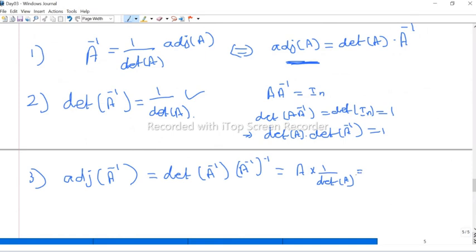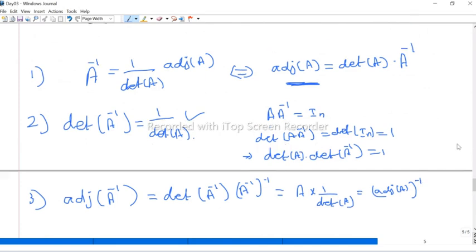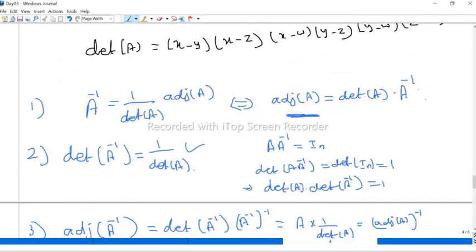So A by determinant of A is nothing but adjoint of A whole inverse. Why? Because adjoint of A we know is this. Now if you take the inverse on both sides, adjoint of A whole inverse equals determinant of A into A inverse whole inverse.